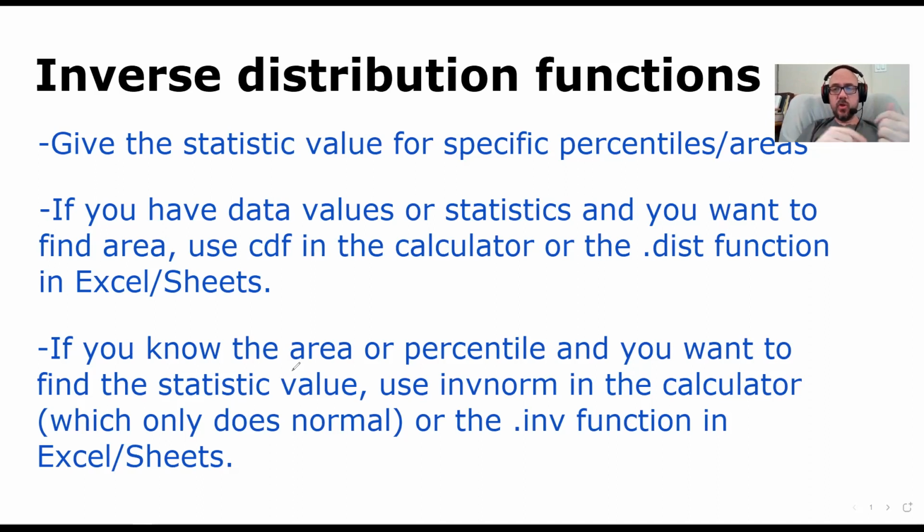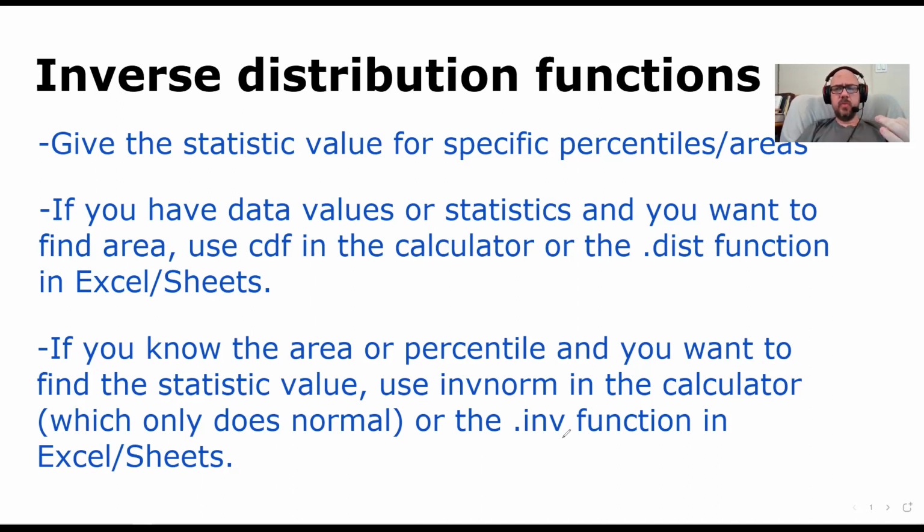Well, your calculator has a function called inverse norm, INV norm. It only does normal. Some of your calculators will have inverse T as well, but it won't have inverse F or inverse chi-square or any of that stuff that is in Excel and Sheets. And then Excel and Sheets have the .inv function for most continuous probability distributions. I'm not sure I know all of them, but all the ones that we wanted, they'll have.